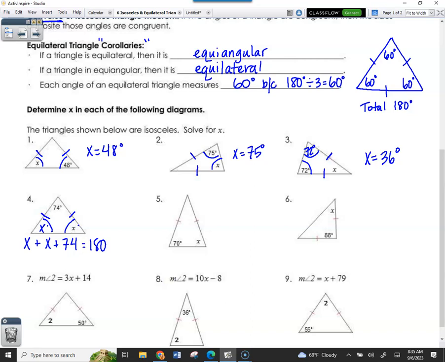So 180 minus 74, 106. So now I know I'm working with 106 degrees down here on the bottom. I also know, because I marked it, that they have to be the same, which is my clue. Okay, so the 106 divided by 2 would give me 53 degrees.